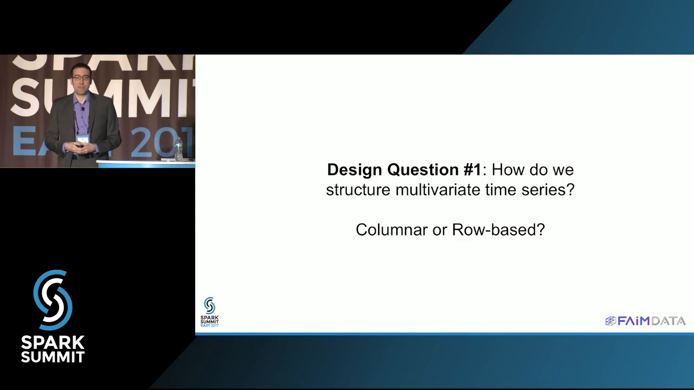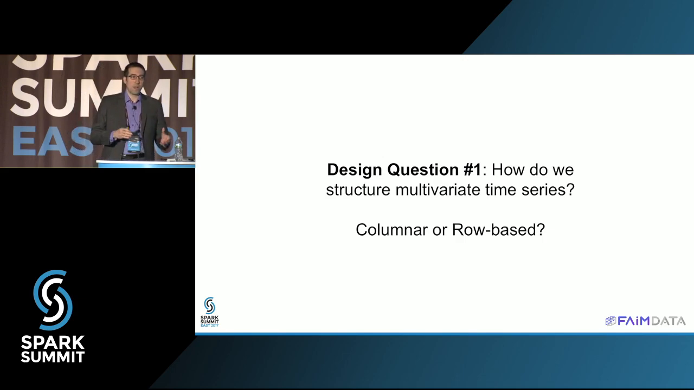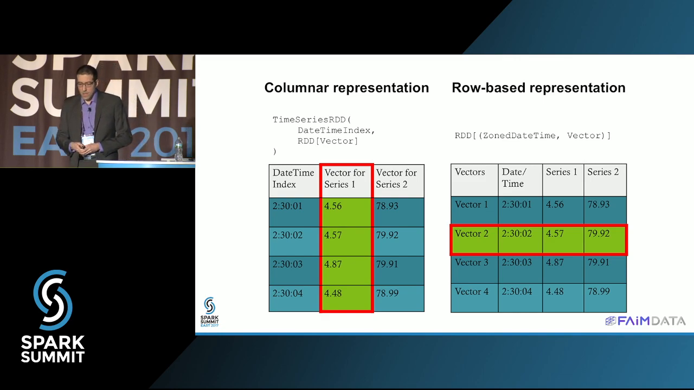So I'm going to go over some of the design questions we asked ourselves as we built the foundations for this library. And the first question is, how do we structure these multivariate time series? Do we go for a columnar representation or row-based representation? And what I mean by that, on the left, we have the columnar representation where the fundamental unit in your collection is a vector that represents all the values across time of a single variable. Whereas on the right, in the row-based representation, the fundamental unit in our collection represents the values of all variables at a single instant in time.